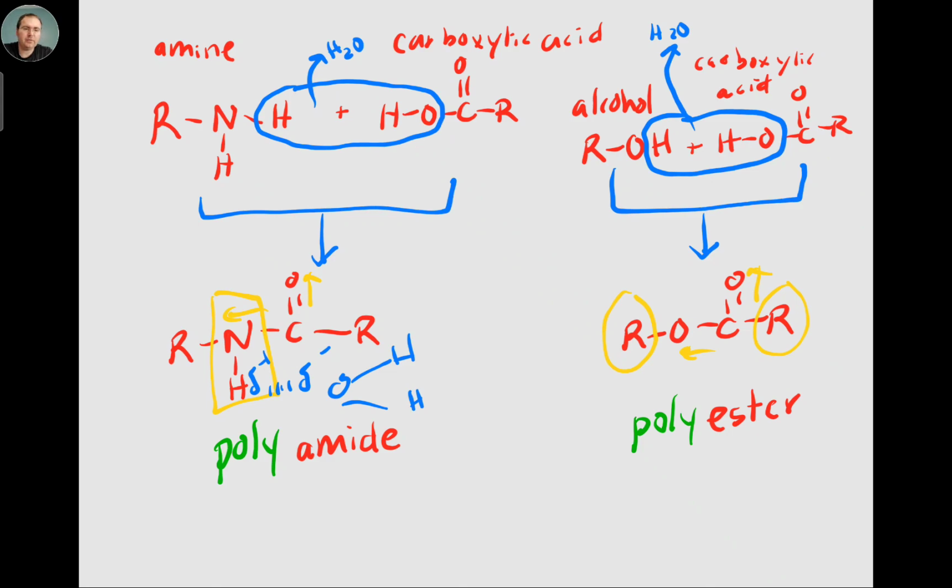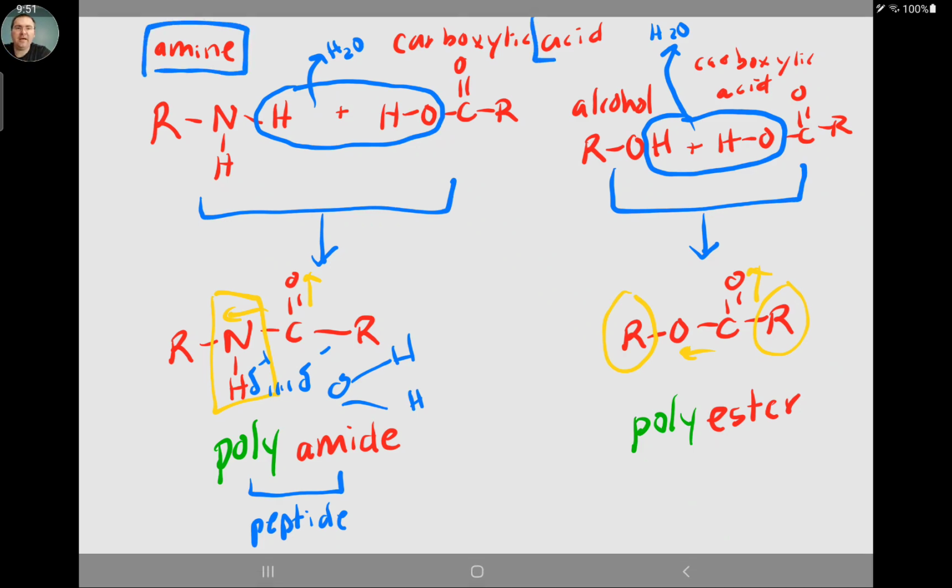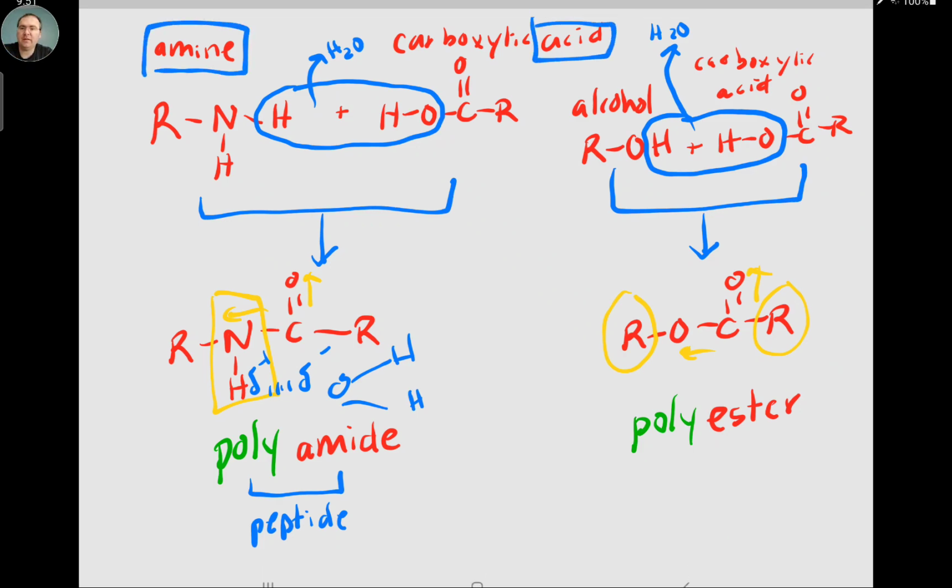One thing that we're going to see in our next little section is that polyamides, another name for those, are called peptides. And we're going to see that with proteins. So polyamides come from amino, which is amine, and acids. And we'll see that coming up very quickly in our next section.